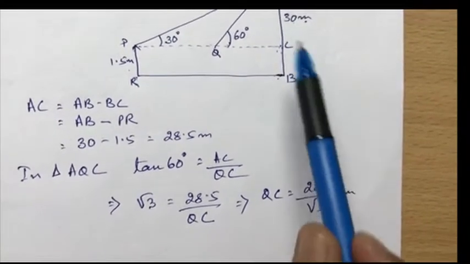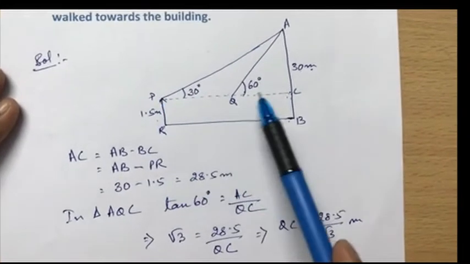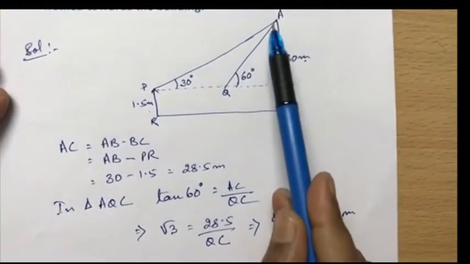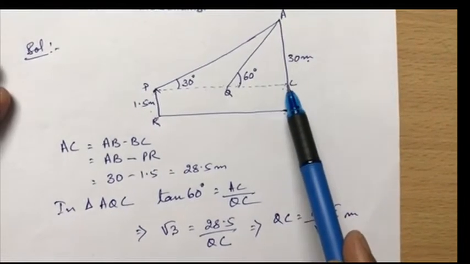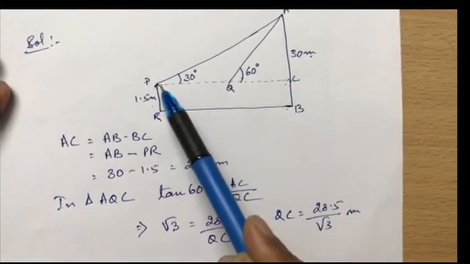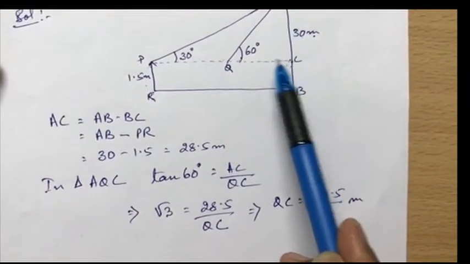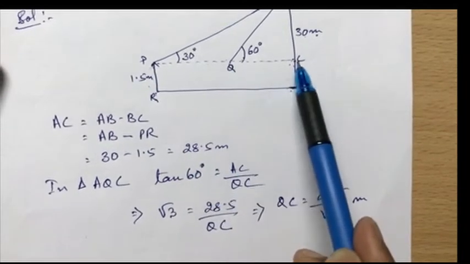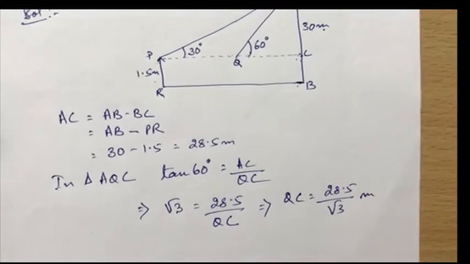Now I go to triangle APC. Why have I taken this triangle? Now I know this height, I know this angle, so I can get PC. If I get PC and I have already got QC, then PC minus QC will give us PQ. That is our aim.